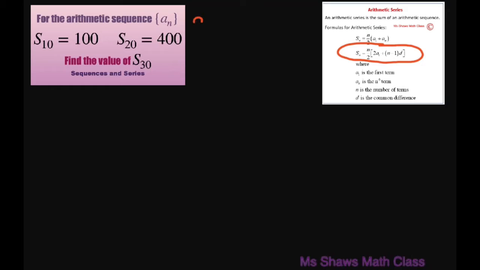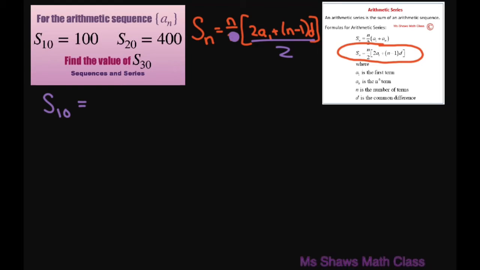So basically I'm using our sum equals n divided by 2, then we have 2 times the first term plus n minus 1 times d. Alright, so let's do that. So if we have s sub 10, that's going to equal your n. I'm just going to put this 2 right here under here. Alright, so basically we have 10 times 2a plus, now 10 minus 1 is 9. So that's going to be 9d divided by 2, and that equals 100.